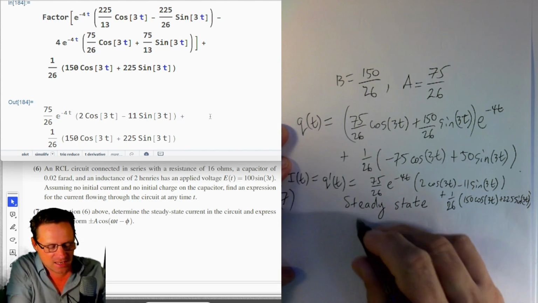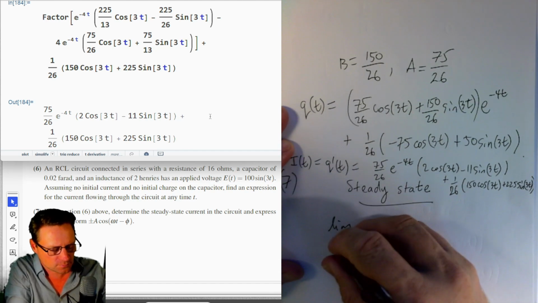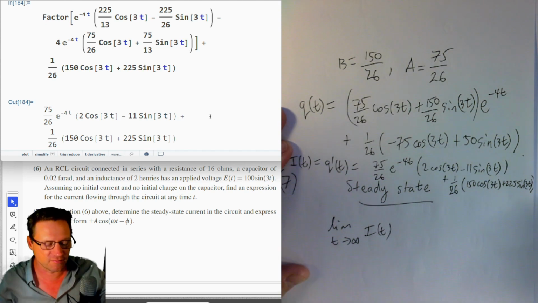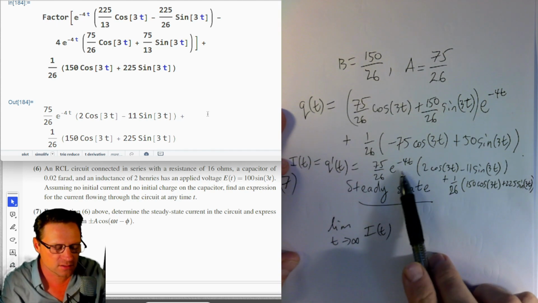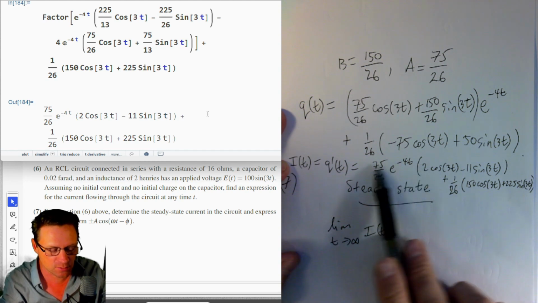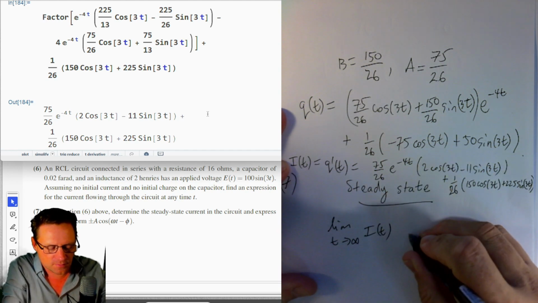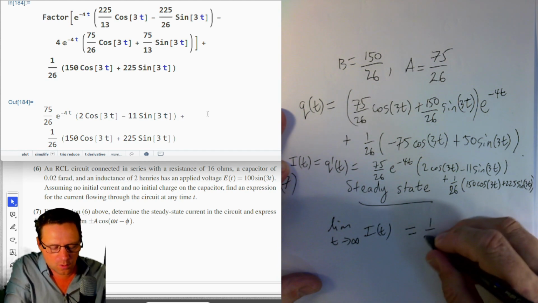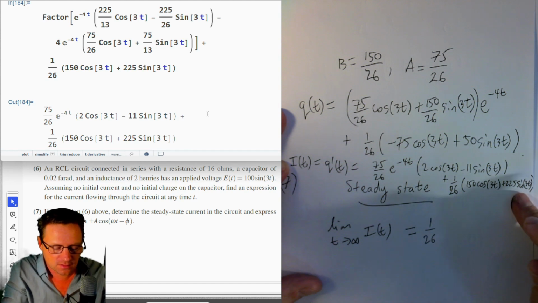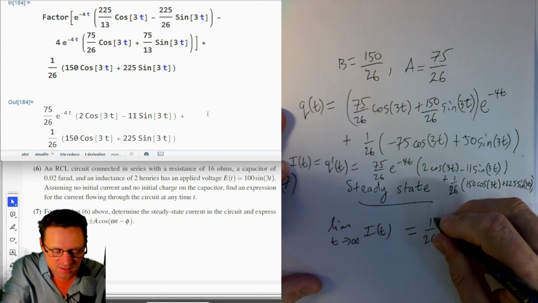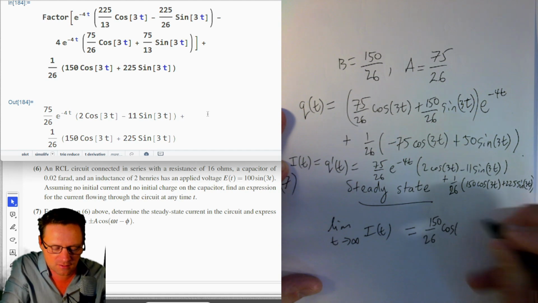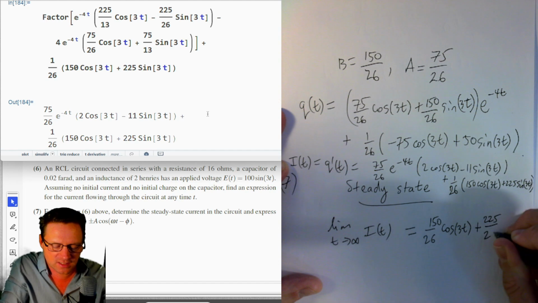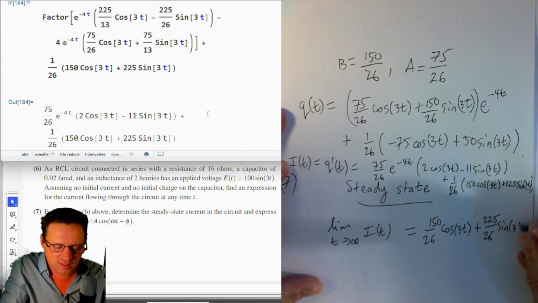All right, so the steady state is the limit as t goes to infinity of I of t. All right, so where does this end up eventually? Okay, and so if we apply that limit to e to the minus 4t, we get 0 for this part. So the steady state current is 1 on 26 times this, but let's just expand this and say 150 over 26 cos of 3t, and then we have 225 over 26 sine of 3t.